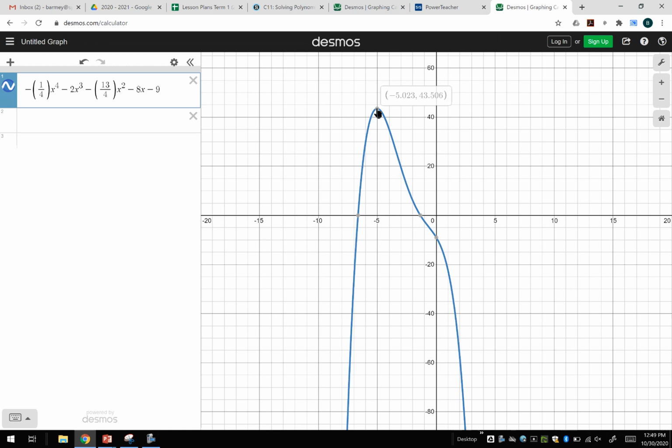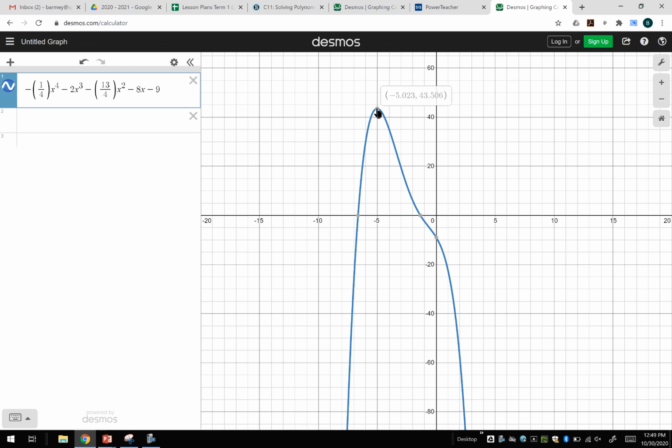Domain, getting back to the original function which I've graphed, I could put any x value I want in there. I could put pi in there. I could put 1,000,000 in there. I could put negative 72 in there. It'll work. I will get some output. So all real numbers will be the domain.